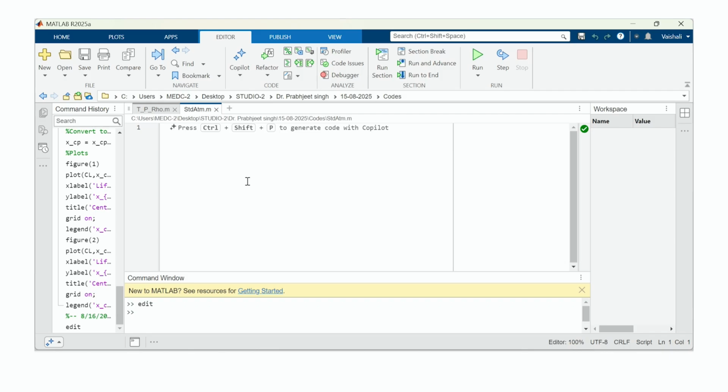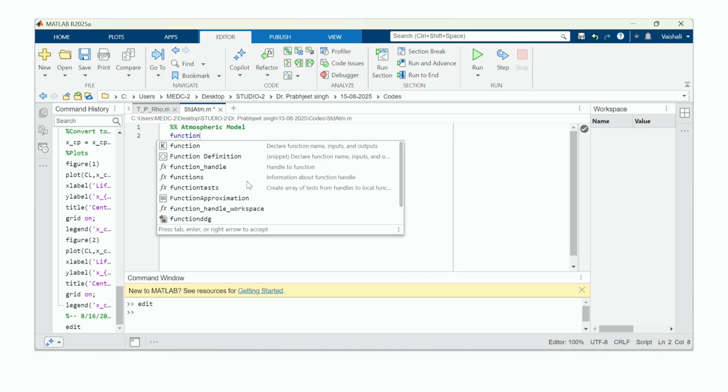What we'll do is ask the user to enter the geopotential altitude in meters. Let me write a double comment here; last time we used one percent sign. So this model is the atmospheric model. Alright, now let me begin this as a function file.